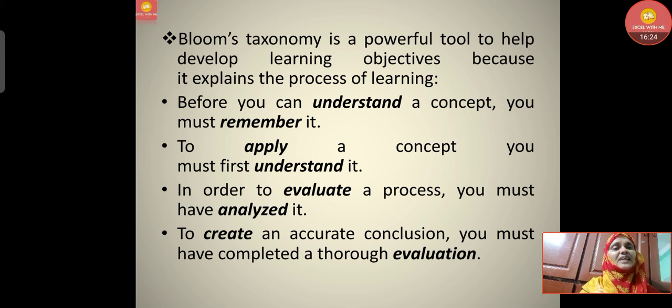Before you can understand a concept, you must remember it. To apply a concept, you must first understand it. In order to evaluate a process, you must have analyzed it. To create an accurate conclusion, you must have completed a thorough evaluation.